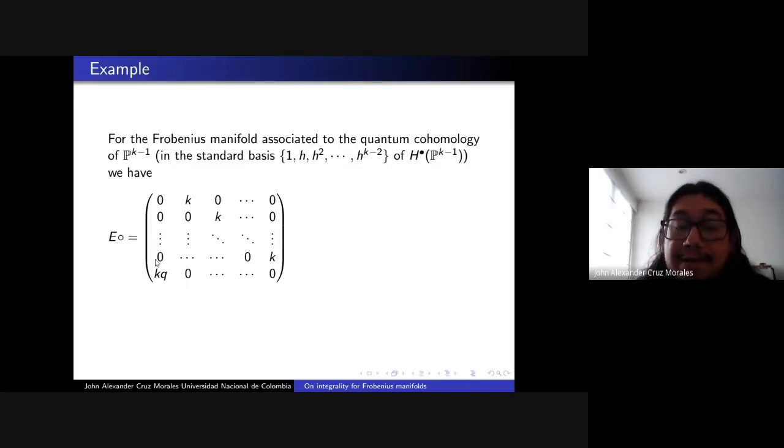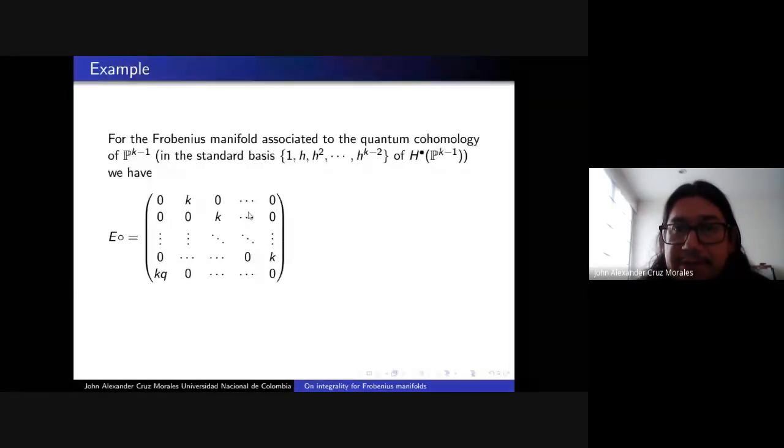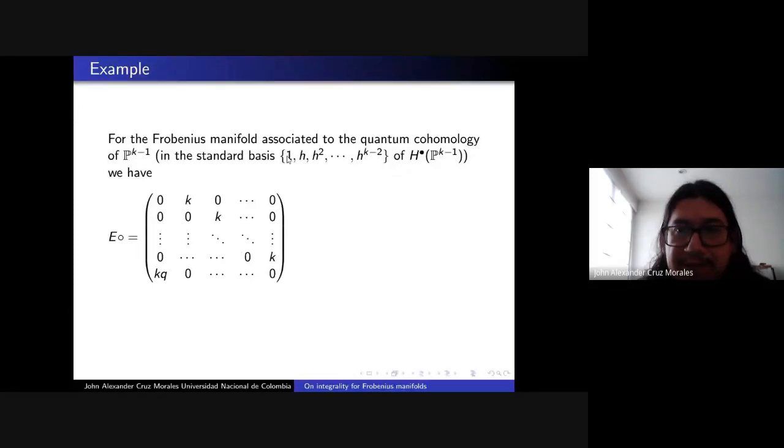The matrix multiplication by the first Chern class looks like this in the case of quantum cohomology. You can always describe the product in terms of a matrix. So for the case of projective spaces, this product by the Euler vector field, which is the first Chern class in this case, looks like this matrix. And then the grading operator is just this diagonal matrix here.